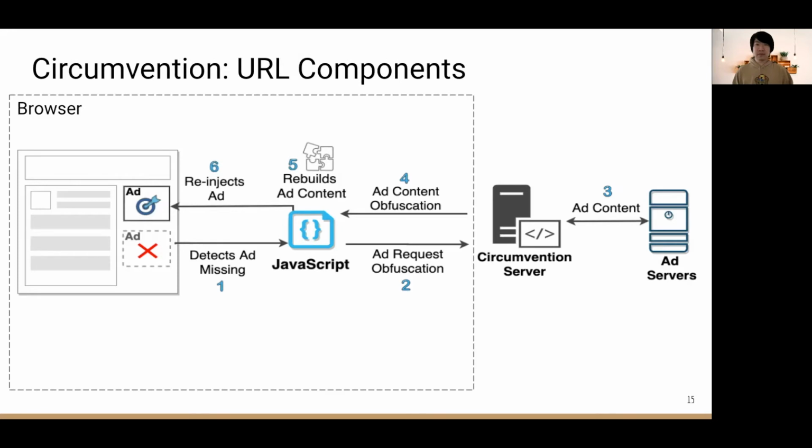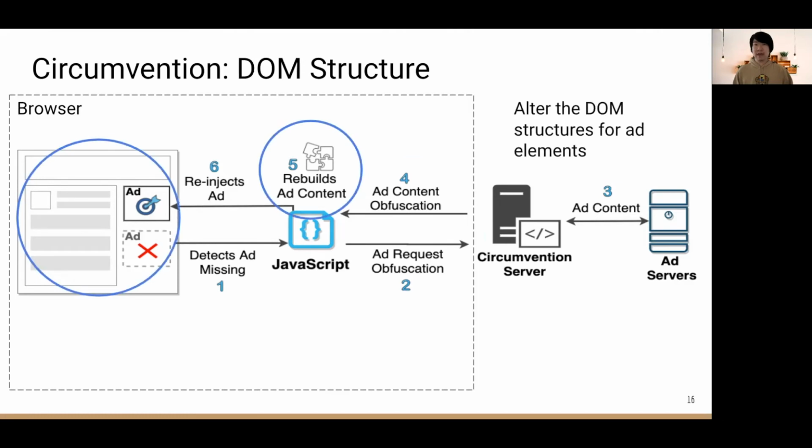Specifically, for circumvention, they can randomize URL components. This corresponds to steps 2 and 4. Now, this makes it difficult for filter rules to target web requests to block. Another technique is to alter the DOM structures of ad elements. This corresponds to step 5 and after step 6. This makes it difficult for filter rules to target ad elements on the page to hide them.